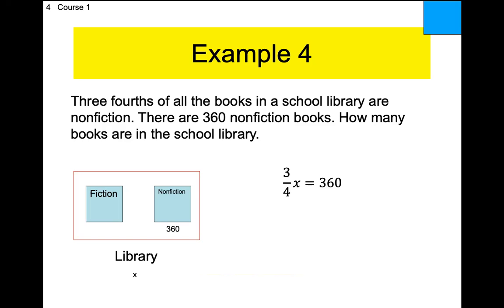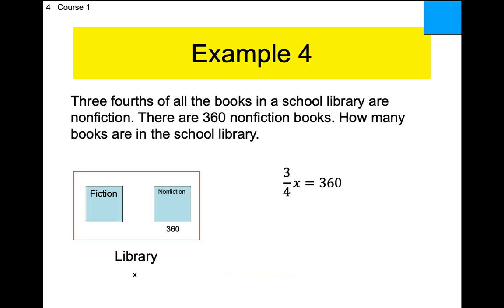3/4 of X is equal to 360. Now, how did I do all this? Step number one, we're not going to get to the equation yet. I drew a picture. The issue is that you're going to have two different things that you don't know. Read the problem: the thing that they're asking you to find, the unknown, gets the variable. Next year, fiction books will get a Y, but not this year. Next year, we'll be able to figure out through an equation how to solve that.